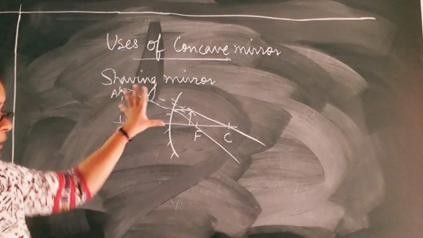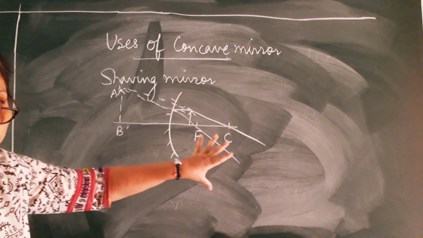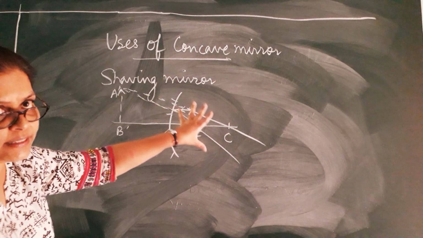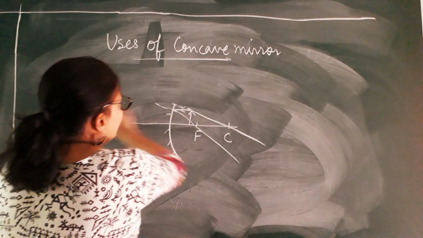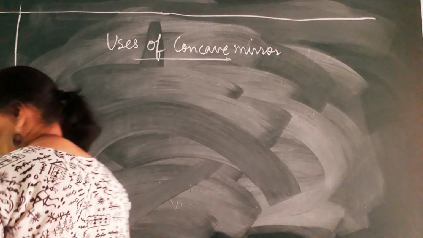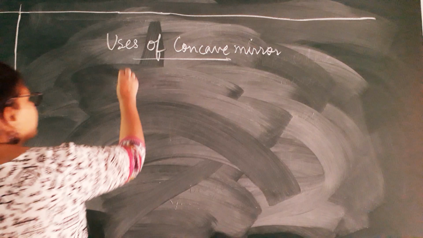Okay? So you have to remember this. Which case does it correspond to? Shaving mirror corresponds to case 7. You can note it down. Shaving mirror corresponds to case 7. Now I come to the next use. The next use is it is used as a reflector.